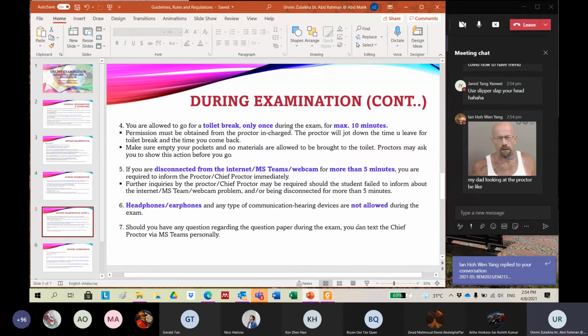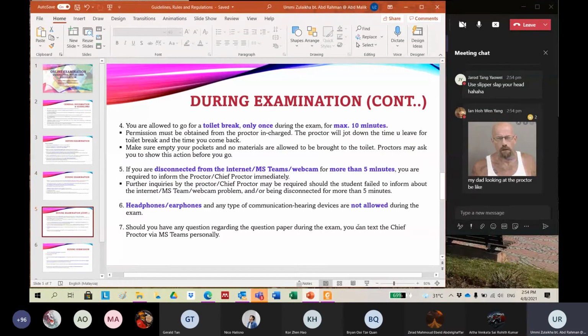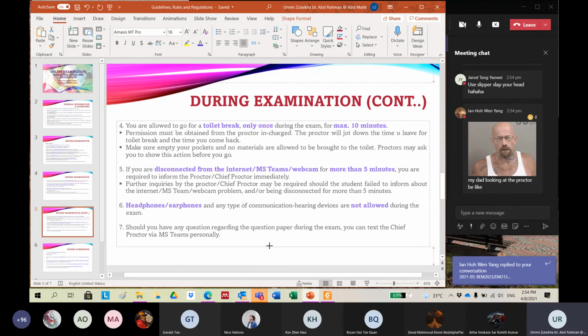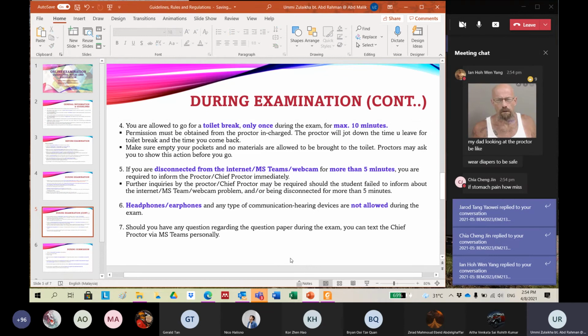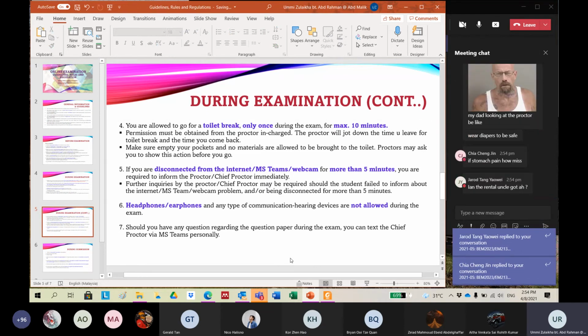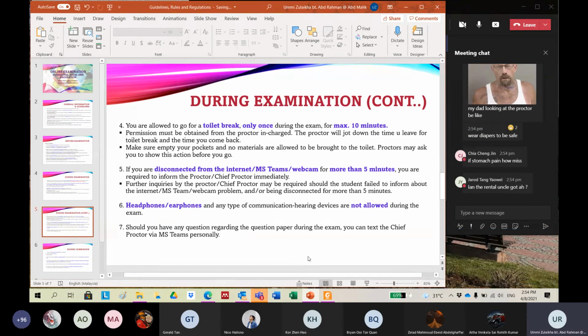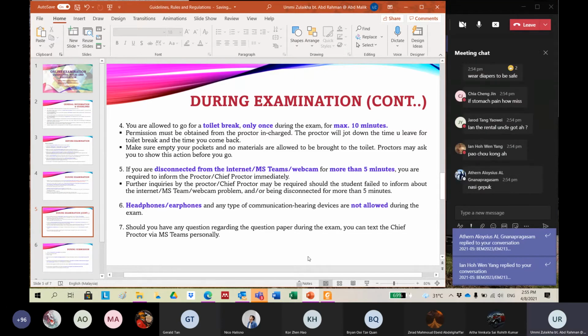All right, so during the exam, continue. You are allowed to go for a toilet break, but I will limit it to only once during the exam and a maximum of 10 minutes. That's why during the exam week, do not eat something funny, something so spicy or whatever. Take care of yourself. Make sure you don't have an upset stomach during the exam. That's why I said toilet break only once, because the exam is like 3.5 hours. Normally you can hold your pee longer.